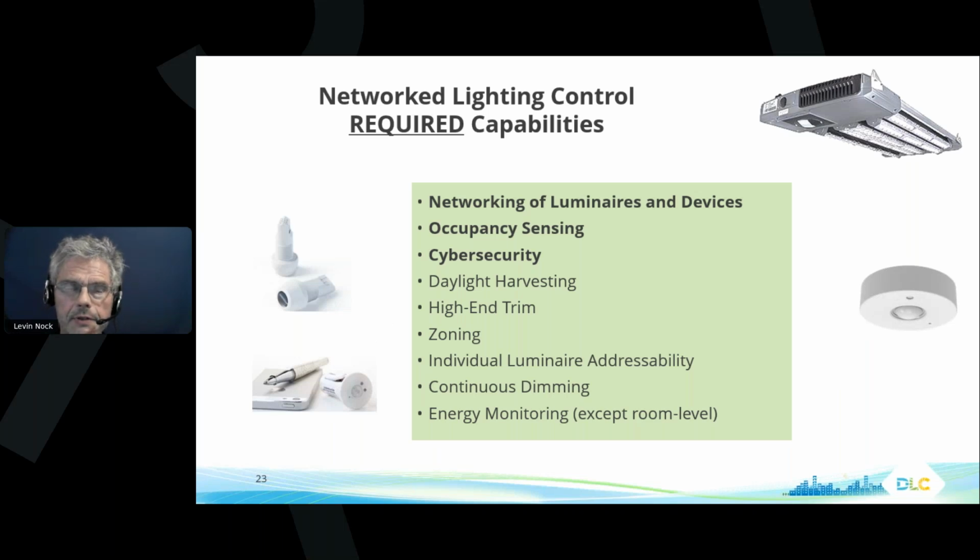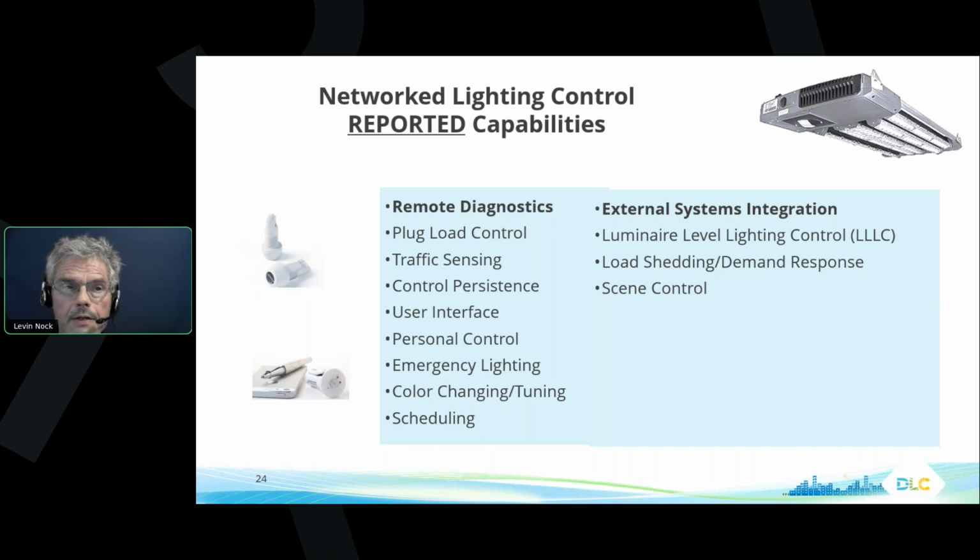All NLC systems on the DLC list can support the required capabilities shown here. For projects where lighting controls are starting to be integrated with other building systems, the most relevant are the top three in bold: networking, occupancy sensing, and cybersecurity. Some systems also support optional reported control features. The main ones here that are relevant to integration are remote diagnostics and external systems integration.